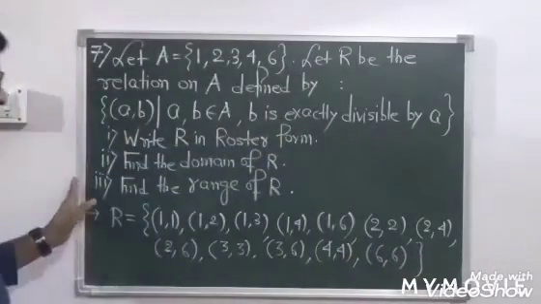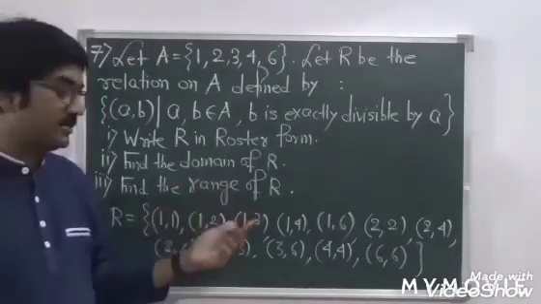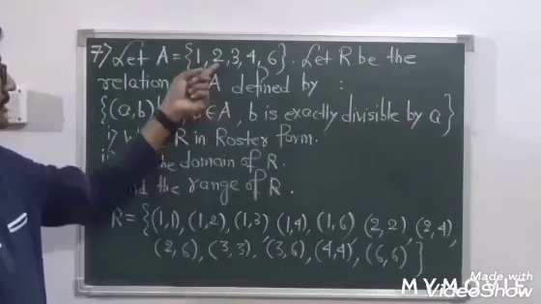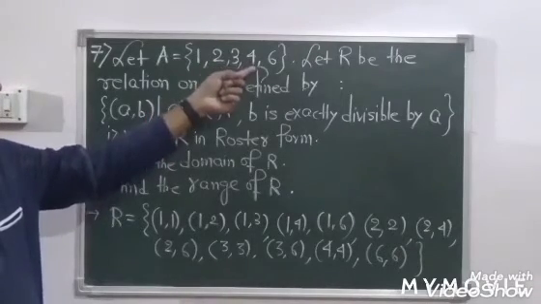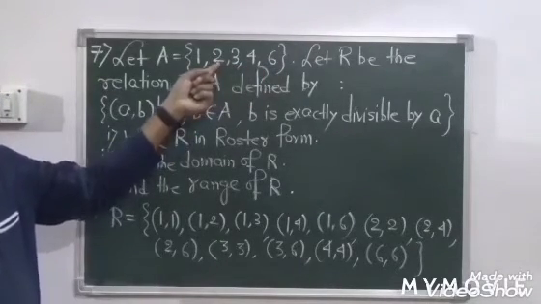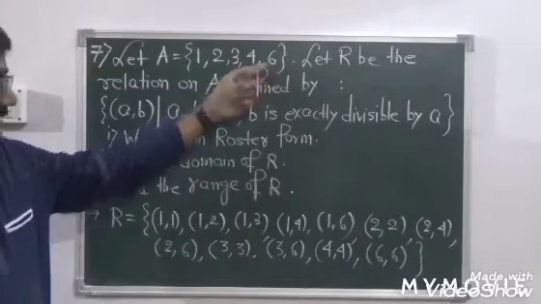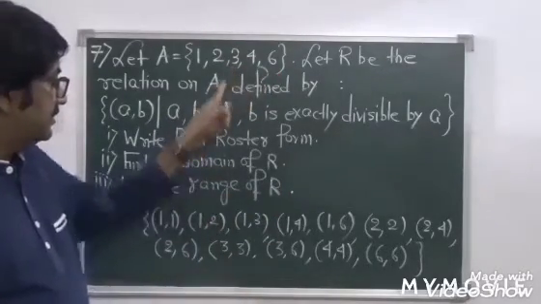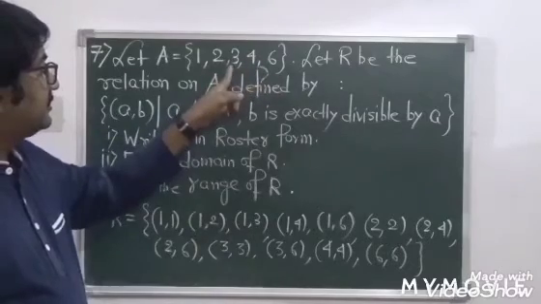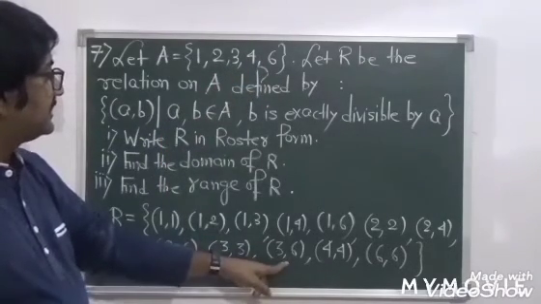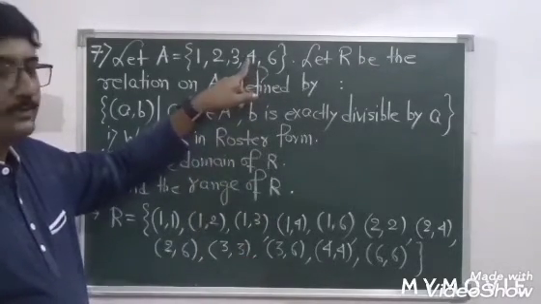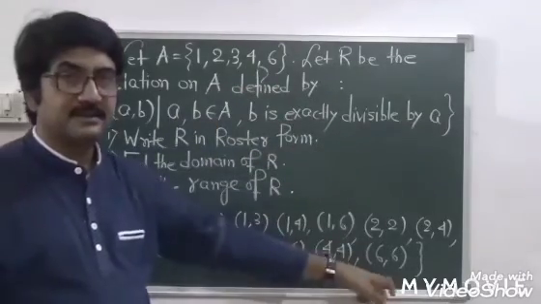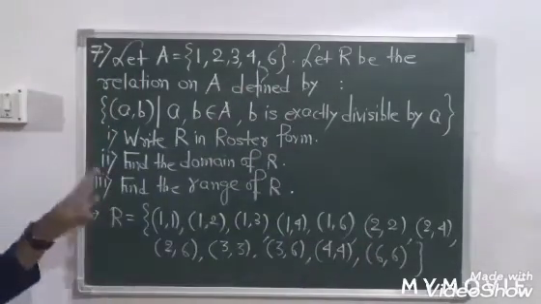So these are the elements of the relation: 1 1, 1 2, 1 3, 1 4, 1 6. Now 2 is divisible by 2, 4 is divisible by 2, and 6 is divisible by 2. So 2 2, 2 4 and 2 6. Starting with 3, 3 is divisible by 3, and 6 is also divisible by 3. So this is possible. Now starting with 4, 4 is divisible by 4, and 6 is divisible by 6. So this is the roster form.